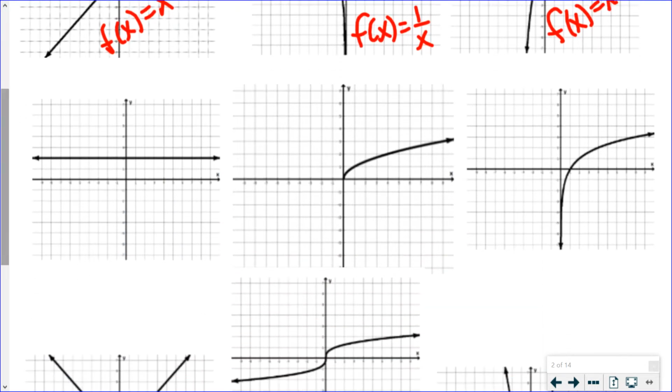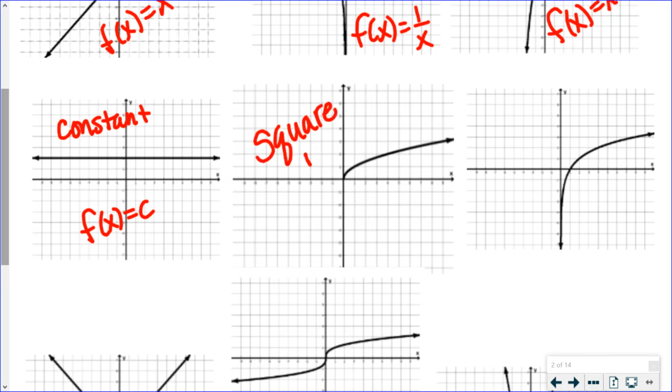Moving to our second row. Straight horizontal lines are constant functions because the y value is constant. And so it's going to be f of x is c, where c is some number or some constant. The middle one is a square root function, and that's f of x is equal to square root of x.